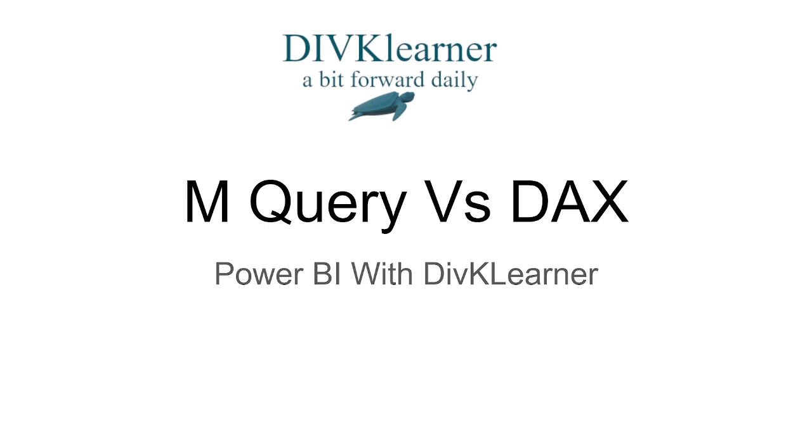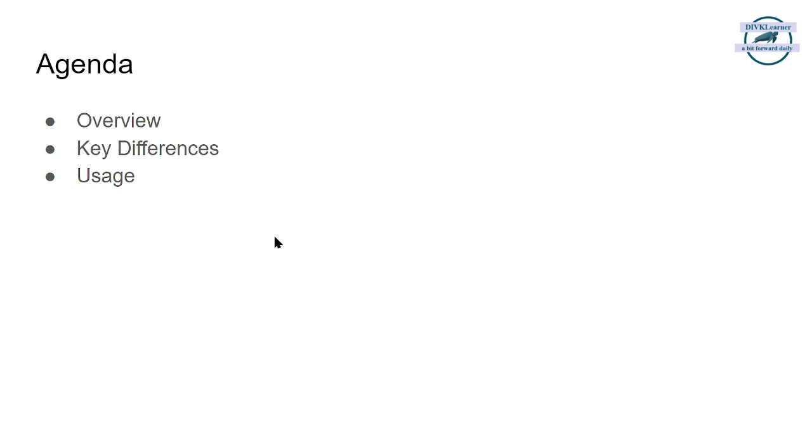So in this, we are going to talk about some concepts. The first concept that I've picked up is MQuery versus DAX. We're going to talk about the difference between them. First we'll be talking about the overview, then the key differences and usage.